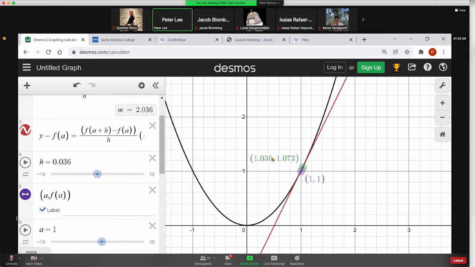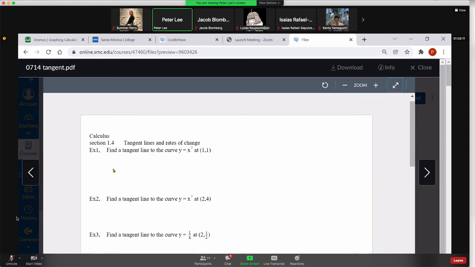Okay, so now let's figure out the slope of this line. We want to find the slope of this red line, which is a tangent line. And so now let's do some algebra here. Okay, so how do you do this? Example 1. Find the tangent line to the curve y equals x squared at (1, 1). So let me now do this here.